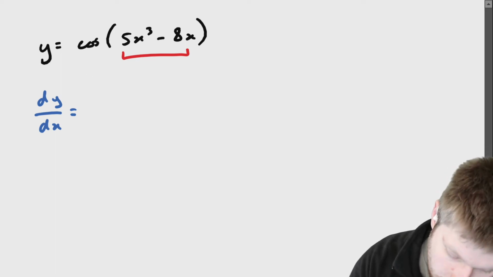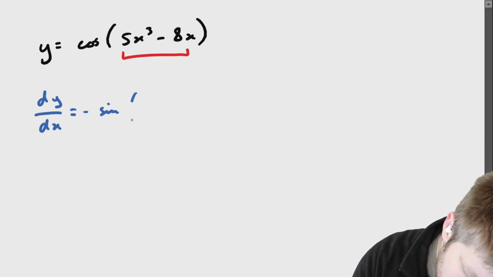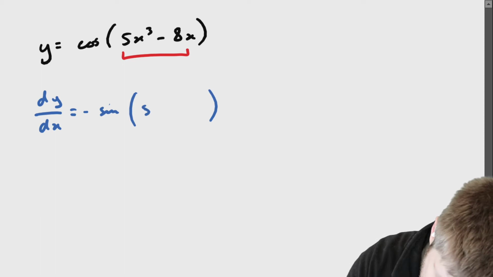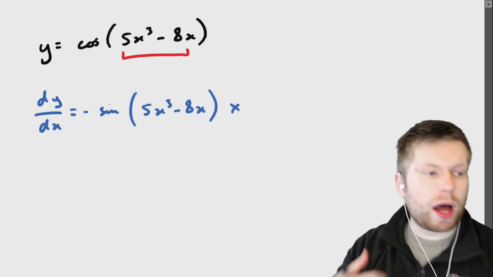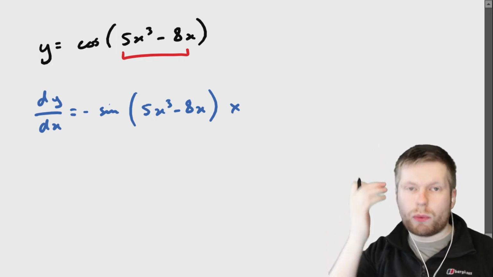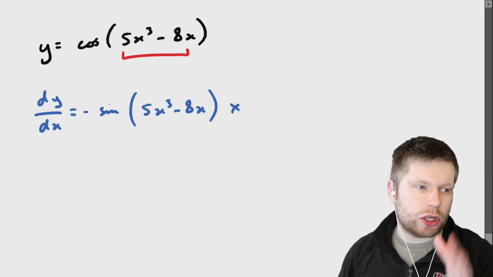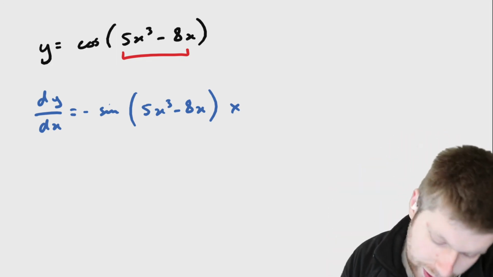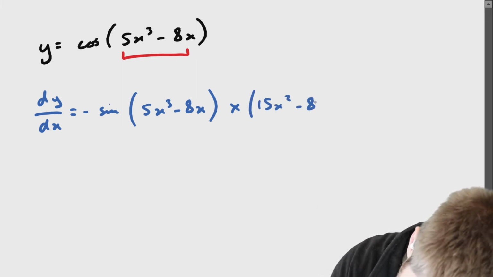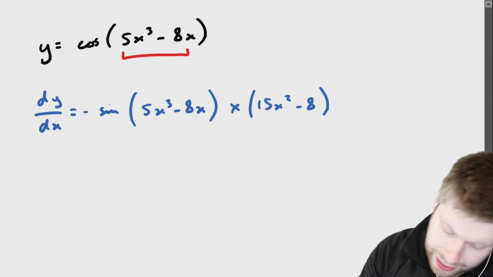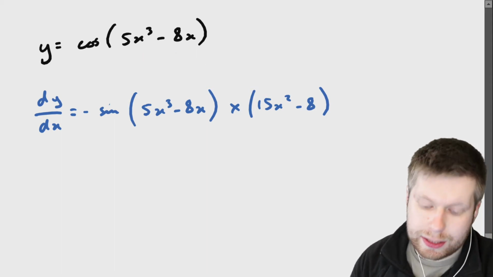You could draw your circle if you're not sure. That's going to be negative sine, and I'm going to leave the inside function alone. So the 5x cubed minus 8x. But then I need to multiply by the derivative of the inside function. In other words, the function I just left alone. So that's 5x cubed minus 8x. To find the derivative of it, that's going to become 15x squared minus 8. Okay? And that's how I'm going to leave my answer. Okay, that's fine as it is.